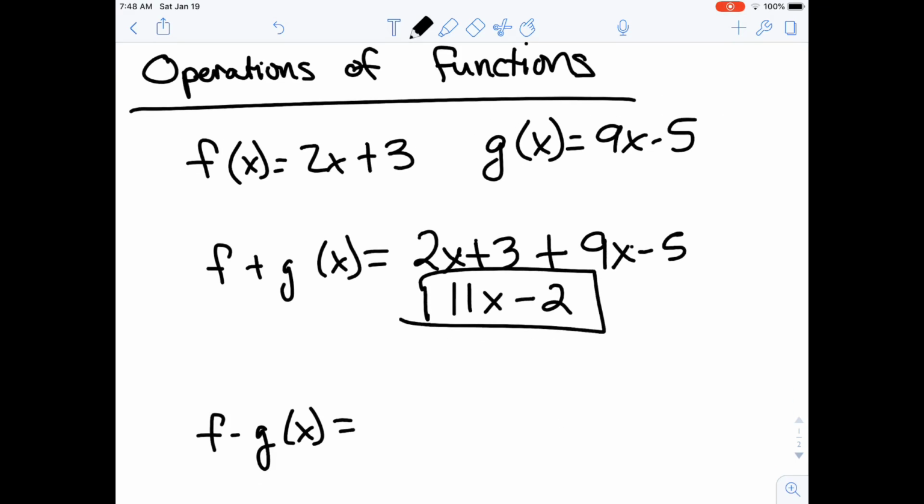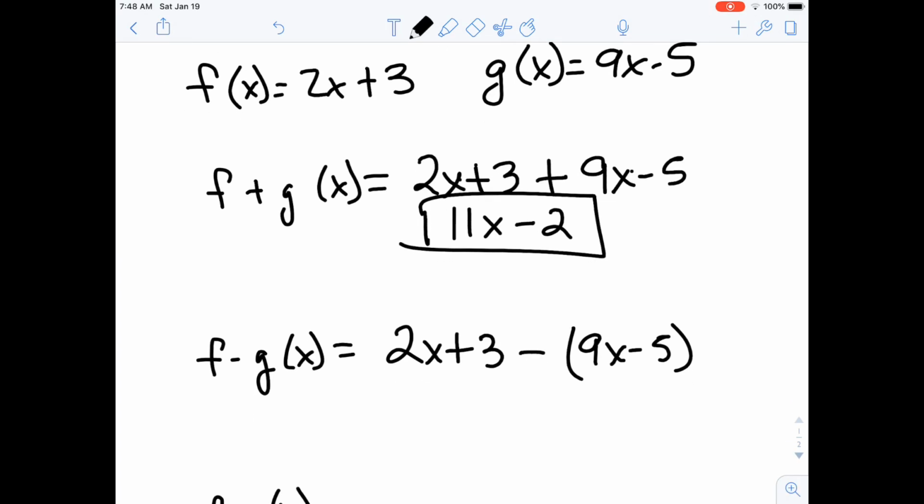Now, f minus g of x. Order is important here. So if we take f, we say 2x plus 3 minus, and now I'm going to put the second function in parentheses, and you'll see why in a second. So 9x minus 5. The reason I did this is because of this minus sign. I always have to remind my students, you always have to distribute this negative to both. It's not just 2x plus 3 minus 9x plus, minus 5. If you do that, you're going to get the wrong answer.